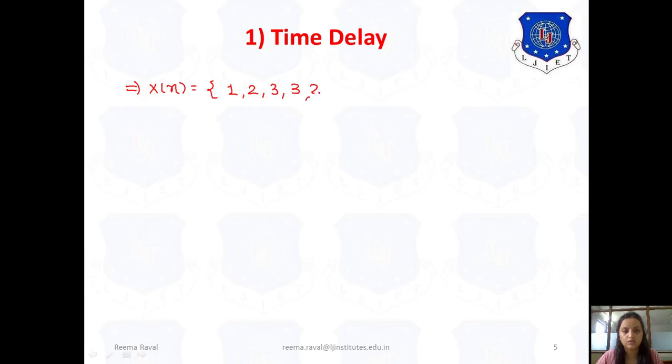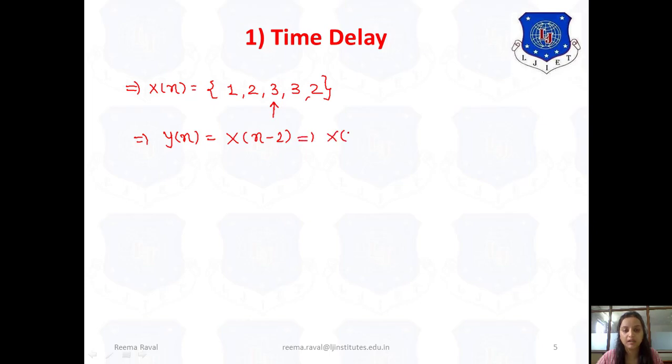Okay, first let us understand what is time delay. Let's consider an example for time delay. For example, in our case, x of n equals 1, 2, 3, 3, 2. Here the arrow is given at this position, that means at the 0 point the value will be 3, right? And I want to perform the delay operation, that means I want to get another signal defined as y of n equals x of n minus 2. Here this indicates what?